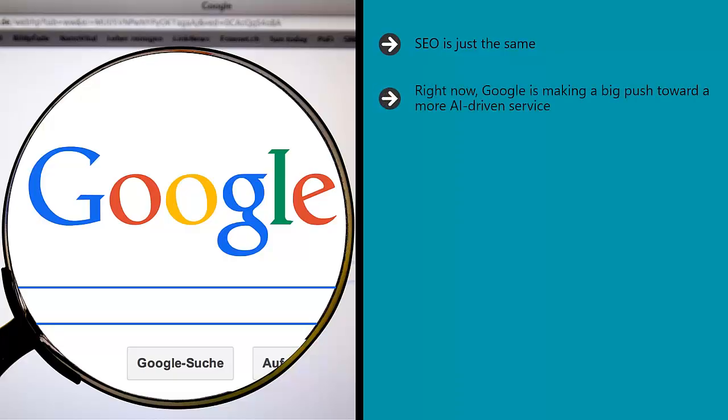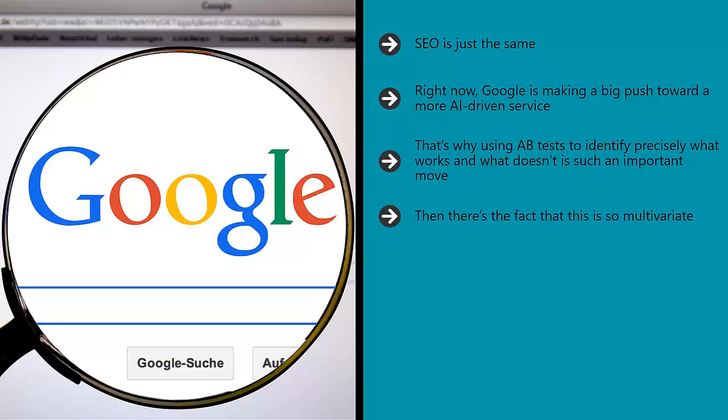Right now, Google is making a big push toward a more AI-driven service. It wants the user to speak to Google using natural language and to receive carefully curated responses drawn from the web. That is far more complex than simply looking for exact keyword matches, and it makes our job as SEOs that much harder. That's why using A/B tests to identify precisely what works and what doesn't is such an important move.